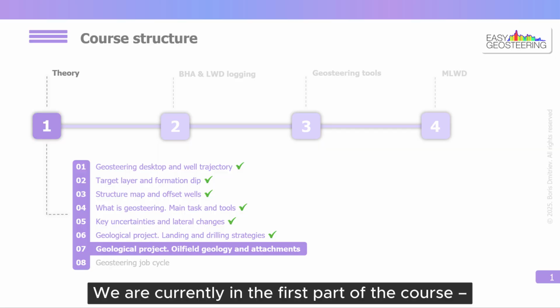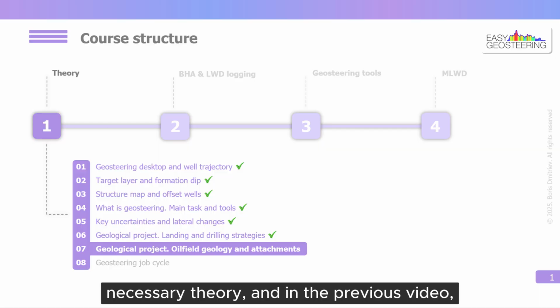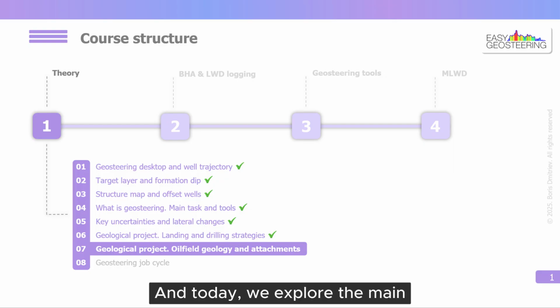We are currently in the first part of the course, Necessary Theory, and in the previous video we covered drilling and landing strategies. And today we explore the main attachments of Geological Project. Let's get started.